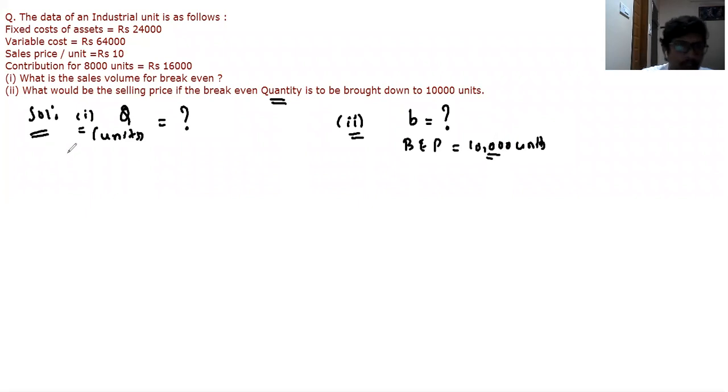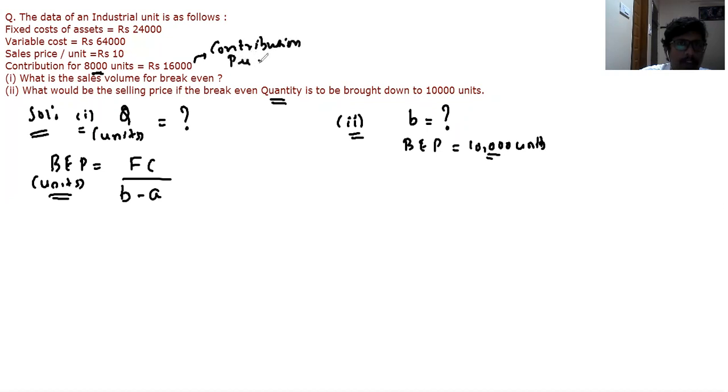So let us look at the first part of the question. The break-even point is given by fixed cost divided by contribution per unit, which is taken as sales price per unit minus variable cost per unit. So this is the formula to get the break-even point in terms of quantity or in terms of number of units. So what is given? The contribution for 8,000 units is equal to rupees 16,000. So the contribution per unit is equal to 16,000 divided by 8,000, which we get as 2 rupees per unit.